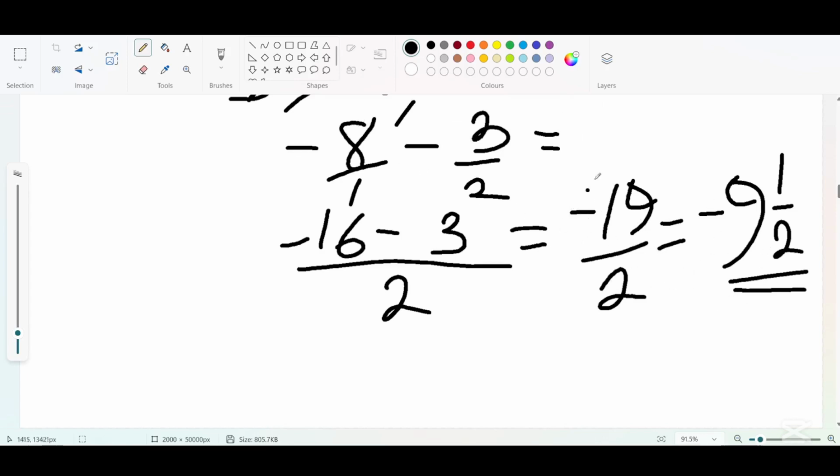So we can now convert. If it's an improper fraction, we take it to a mixed fraction. 2 divided by 19. 2 times 9 will give us 18, right? And plus 1 is going to be 19. So that's how we obtain that.